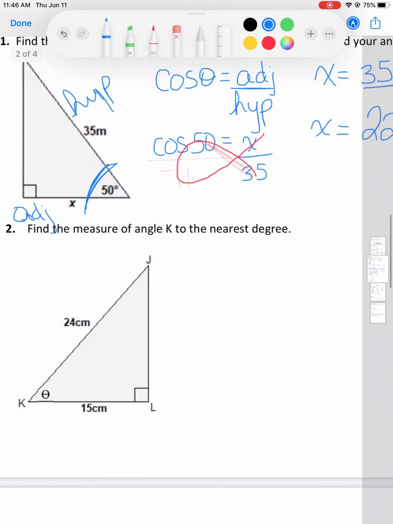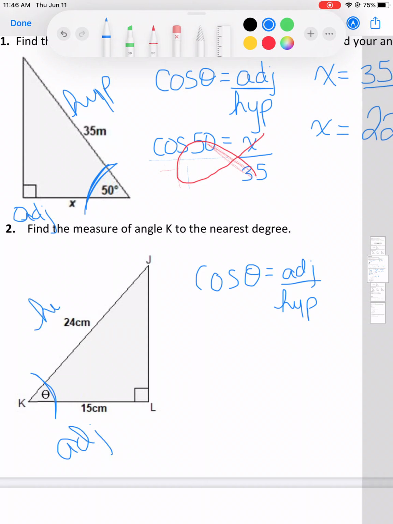Find the measure for k. Here's my k. So I'm going to write out my equation. Cos theta is equal to adjacent over hypotenuse. I'm going to label my sides. This is my adjacent, this is my hypotenuse, and this is my opposite. So it's my theta. There actually isn't a number there, so I'm going to keep it as theta. What's my adjacent? It's 15. What's my hypotenuse? It's 24.